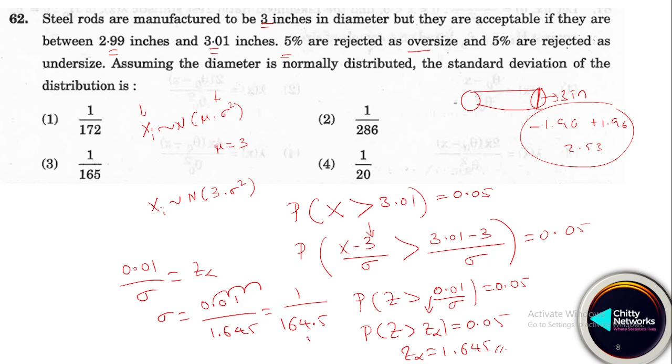Okay, so 164.5 I can approximate to 165. Here I will shift 2 digits, here also I will shift 2 digits. It is 164.5, approximately 165. You see option 3 is there, that is matching this. So option 3 is the right answer.